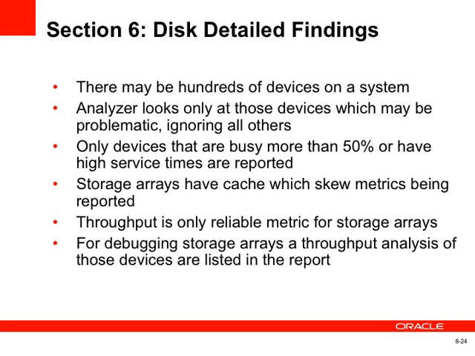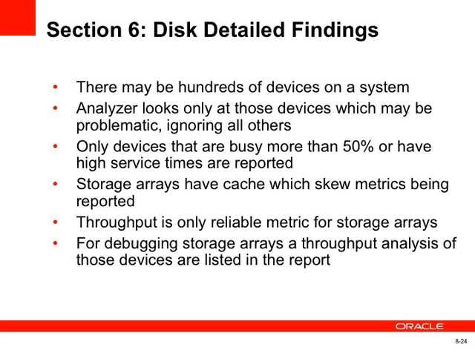lists specific disk findings for those devices considered to be problematic. Some systems now contain hundreds of I/O devices. Although the analyzer looks at all devices, it only reports on those devices considered to be problematic. The analyzer only reports on those devices which are busy more than 50% of the time or have high service times. This lets us focus on those devices which are problematic, ignoring devices which are not important.